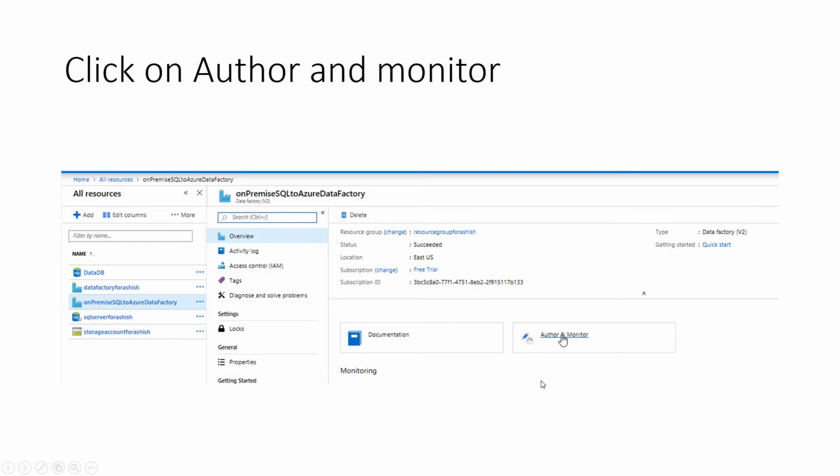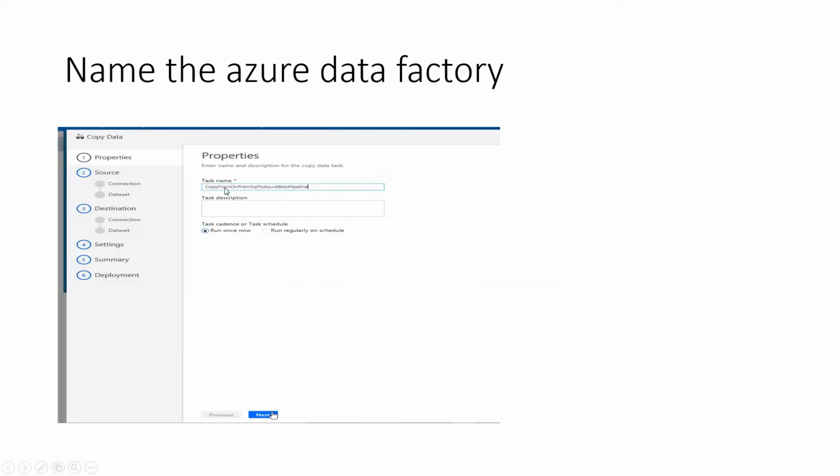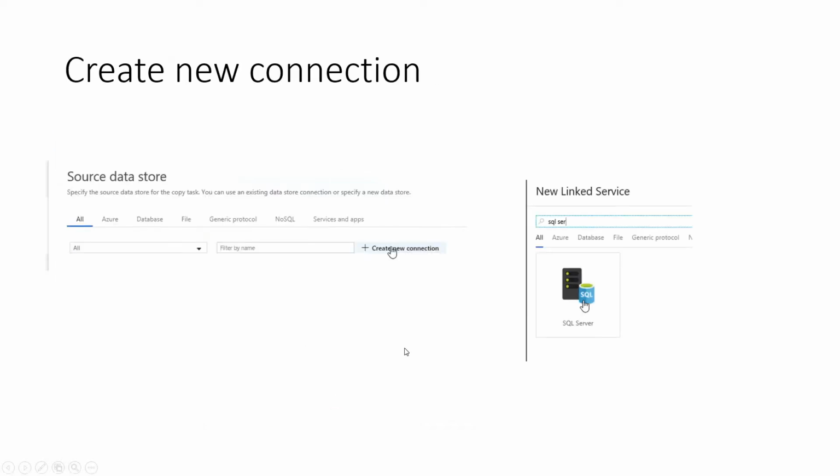Once you create the data factory, you click on author and monitor, and it will give you some options or services, like create pipeline from template, or copy data. That is what we are going to do this time, copy data. So you select copy data, and then it will ask you to name the task. You name the task, and then you click next.